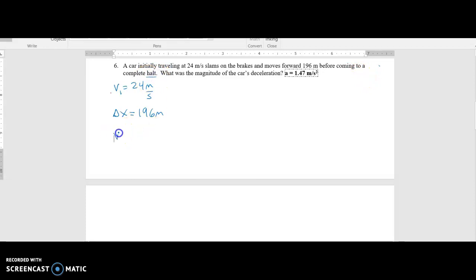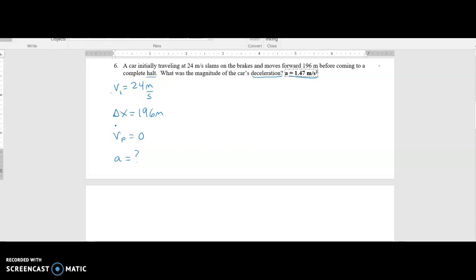A halt means that the final velocity equals 0. We want to know the magnitude of the car's deceleration, which is just acceleration. We have an answer that it should come out to be. If we do everything right, let's see if that works out. All right, so there's the first step: write everything down.